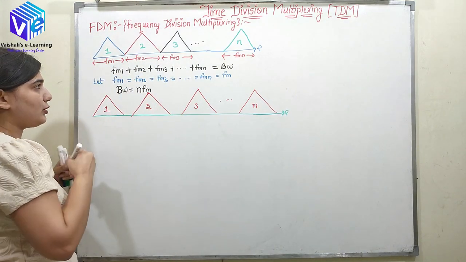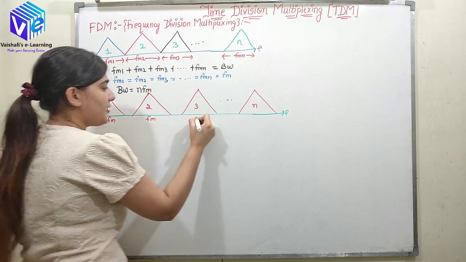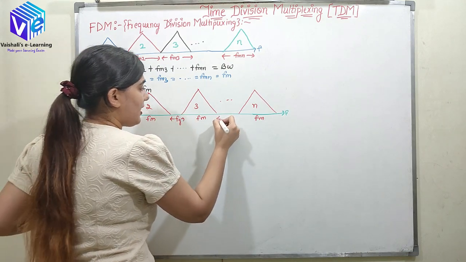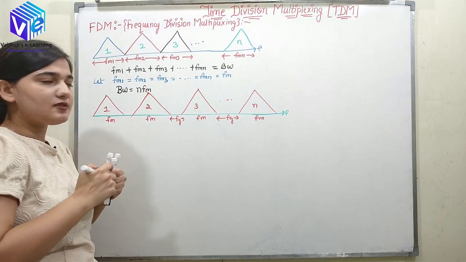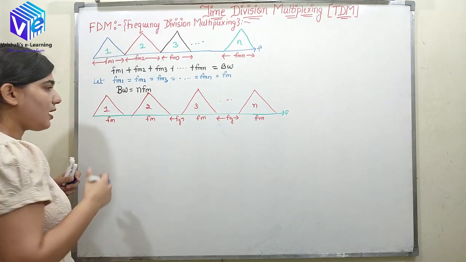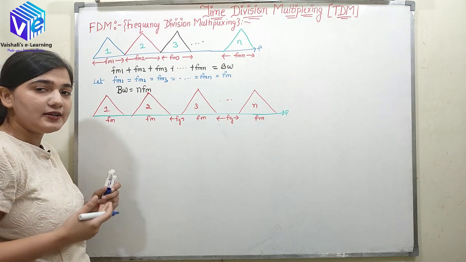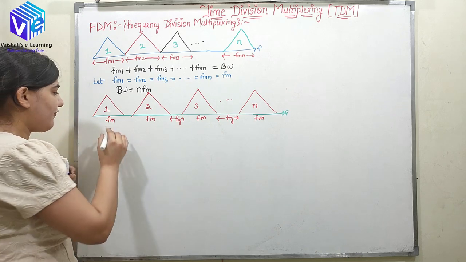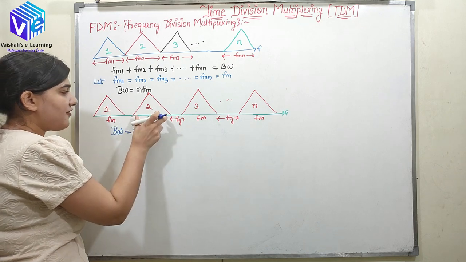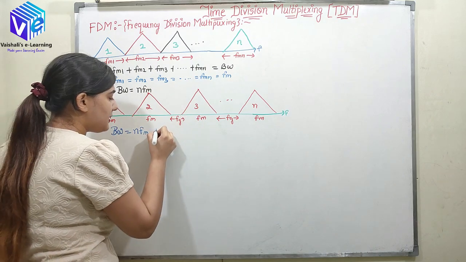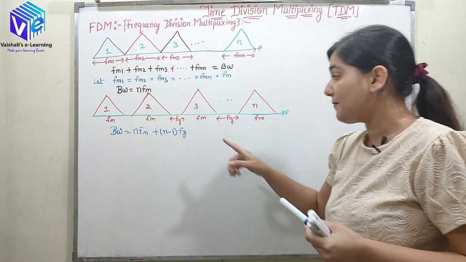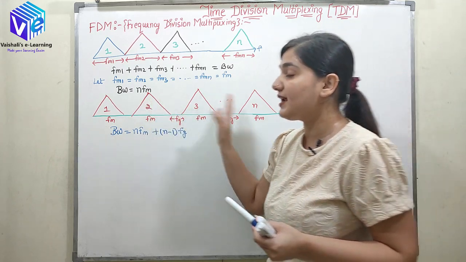If I see the range of frequencies, I am considering all the bandwidths to be the same. And here, this is my guard band FG. Every guard band I have taken to be the same, which is the ideal condition. I hope you now understood why I was using the guard band: to avoid crosstalk, interference or any other type of distortion. The total bandwidth requirement would be N times FM, plus N minus 1 times the guard band. So N times FM plus N minus 1 times FG is required to send my N signals.